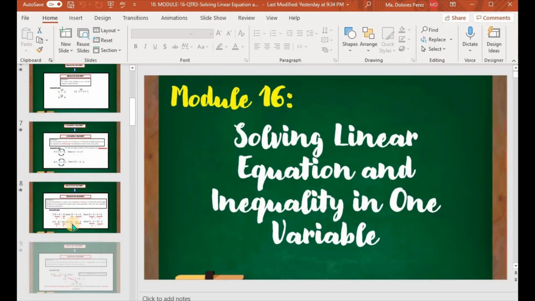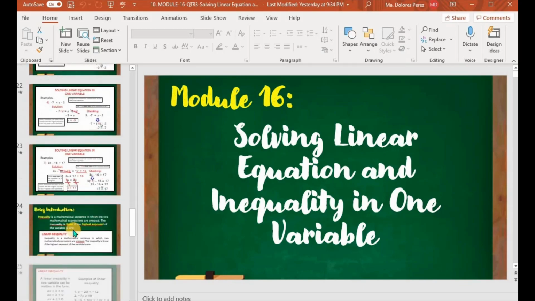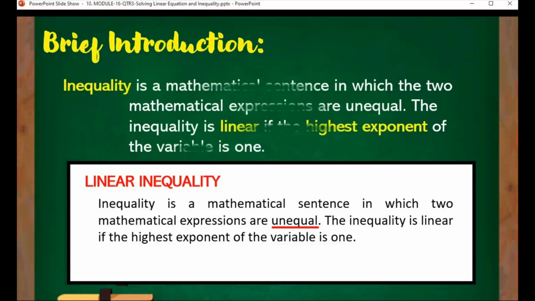Punta tayo kay inequality. Same sample. So, inequality is a mathematical sentence in which the two mathematical expressions are unequal. The inequality is linear if the highest exponent of the variable is 1. So, ang difference lang naman nila, ang equation ay mathematical sentence na may dalawang expression na equal, while ang inequality naman ay may dalawang expression na unequal. Okay?